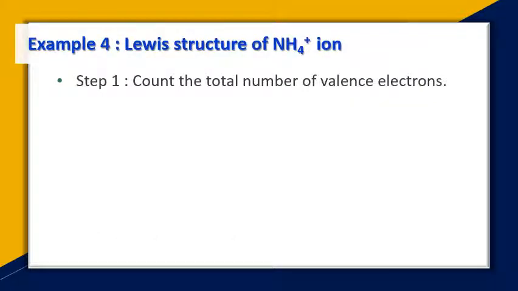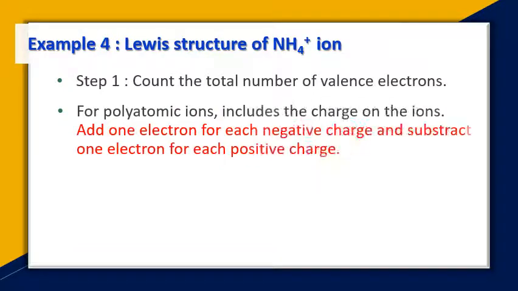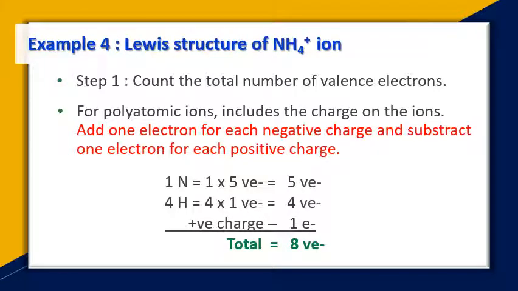The fourth example is drawing the Lewis structure of the NH4+ ion. First, count the total number of valence electrons. Since this is a polyatomic ion, we have to include the charge on the ion. For the positive charge, we have to subtract 1 electron. So in this ion, we have a total of 8 valence electrons.